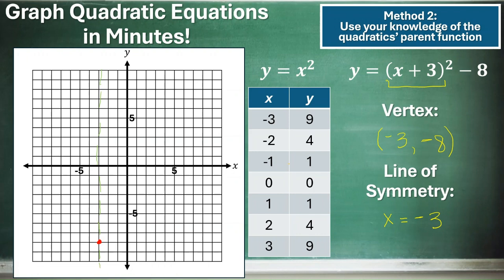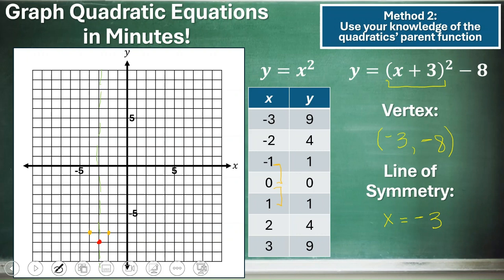So, remembering that exactly 1 unit away from our vertex horizontally, we increase our y value by 1. So I'm going to come over 1 and up 1, and that gives me my first value. Since this is 1 unit away, I'm doing the same thing on the other side. Okay, so that's our first point.